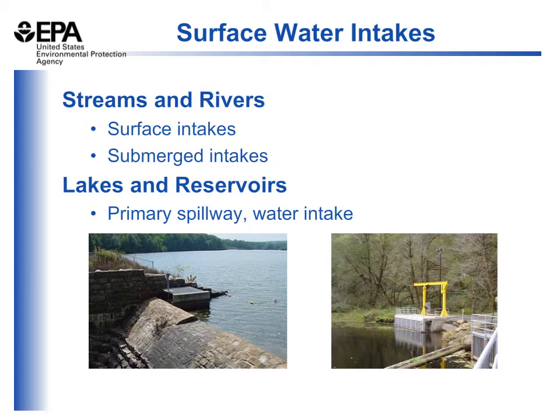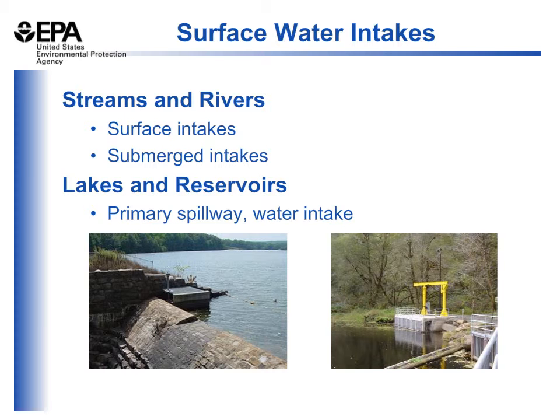Our next focus is to look at drinking water systems that take their water from surface water intakes or from streams and rivers or lakes and reservoirs. There's a variety of different types of intakes where these systems collect their water. They can be at the surface, at the edge of a stream or a river, or at a dam created that's used to develop a reservoir.